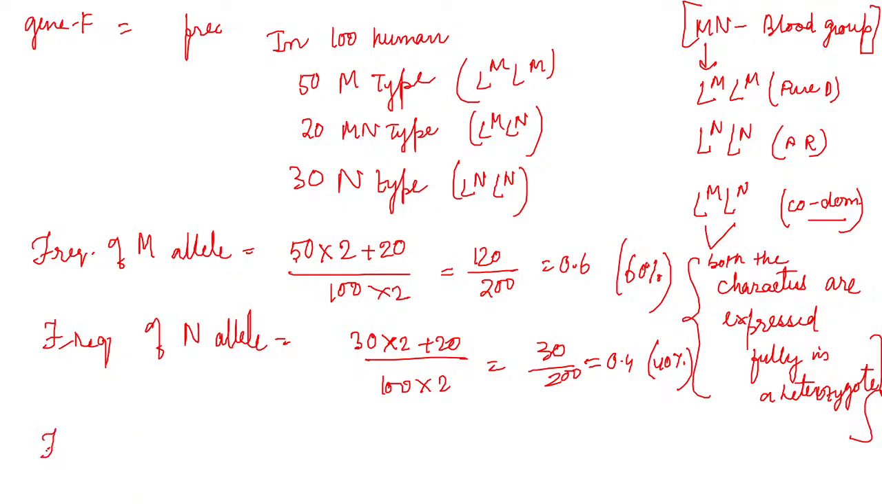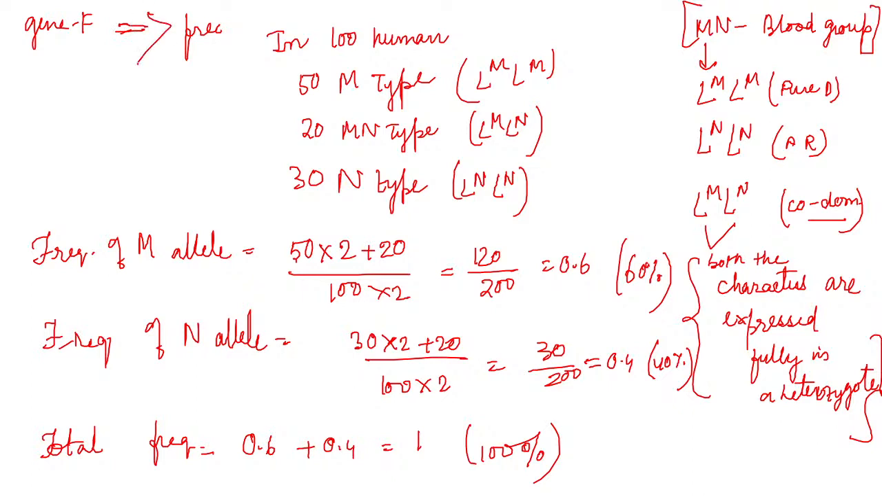So what did we get as the total frequency? Yes, it is 0.6 plus 0.4 equals 1. That is 100%. Okay, that is 100%. So this was all about gene frequency, or how to calculate gene frequency.